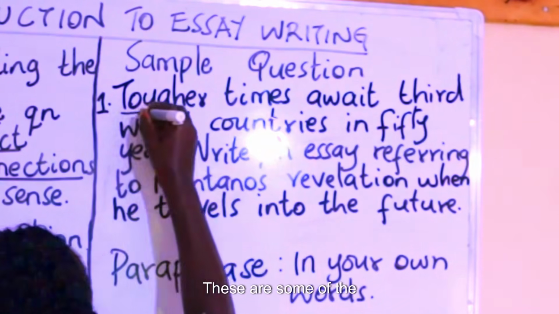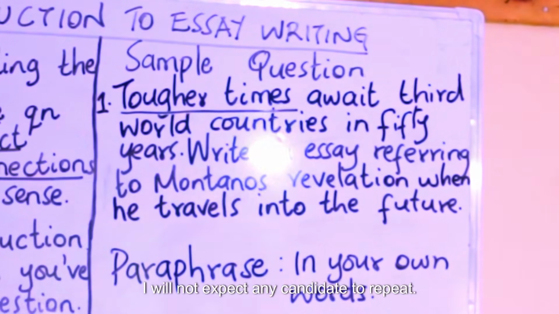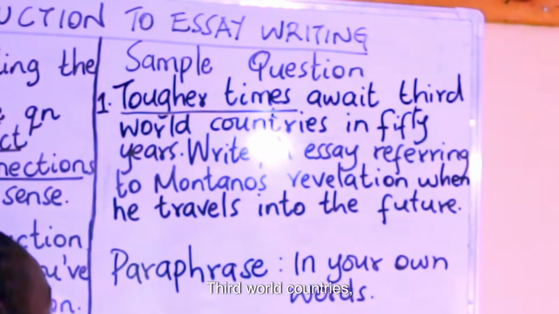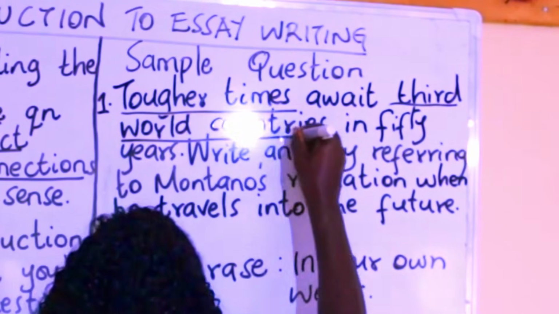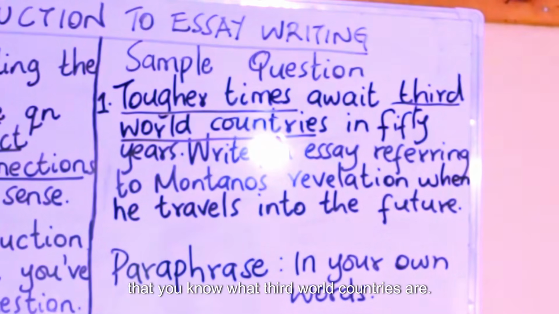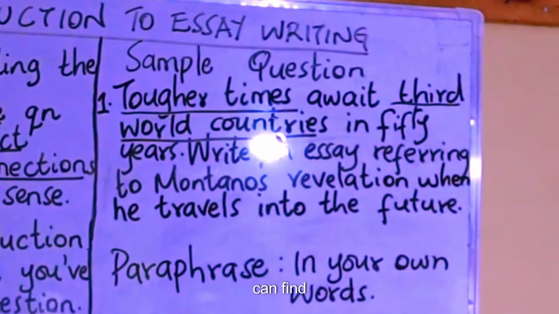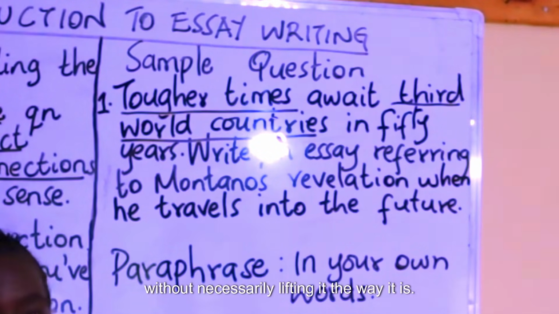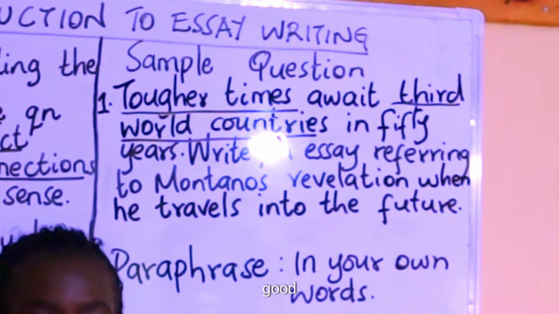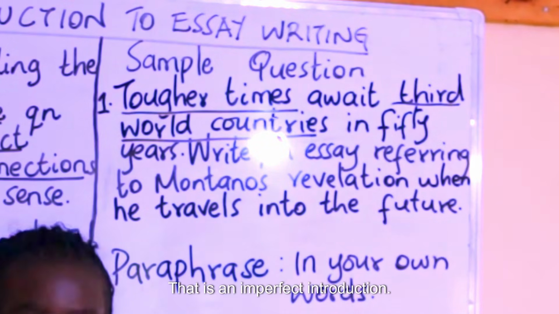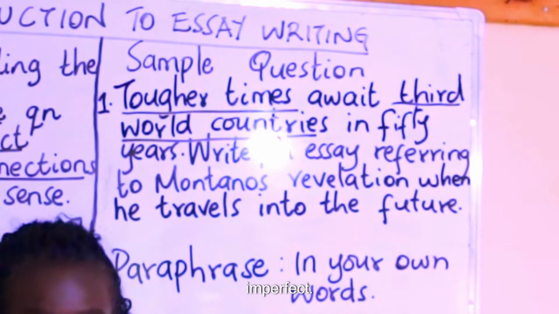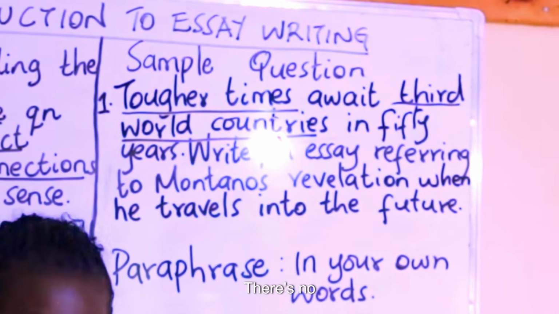We have tougher times. These are some of the vocabulary I will not expect any candidate to repeat. You must go around them and tell us, what do you understand by tougher times? Third world countries, you must be able to tell us that you know what third world countries are. Then in 50 years, you can find a way of bringing it out without necessarily lifting it the way it is. So repeating the question is not good when you are writing an introduction. That is an imperfect introduction. We've said an introduction is either perfect or imperfect. 2 marks or 0. There's no middle ground.